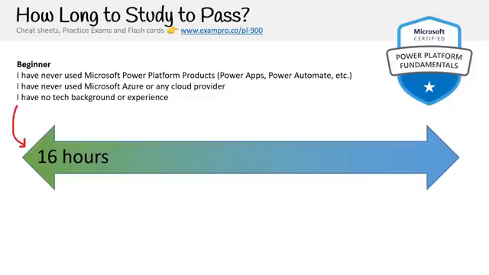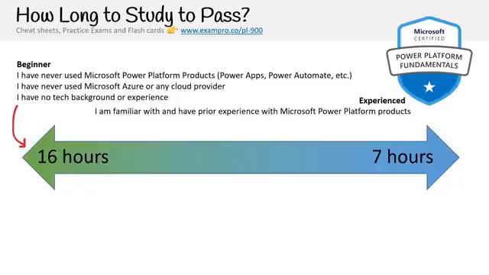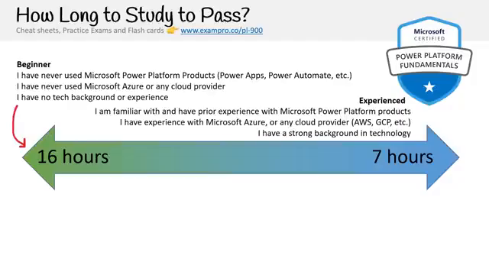tech background or experience. And when we're looking at the other side of the spectrum, which is someone that is experienced, we're looking at somebody who can watch this at 1.5 to 2 times speed and are able to absorb this information very quickly. So they have practical working experience with the Power Platform products and are familiar with using them. They have experience with Microsoft Azure or any cloud provider like Amazon Web Services or GCP, so they can easily translate that knowledge. Or they have a strong background in technology where they've worked in the industry for many years. And so their study time is going to be a lot shorter at 7 hours or less.